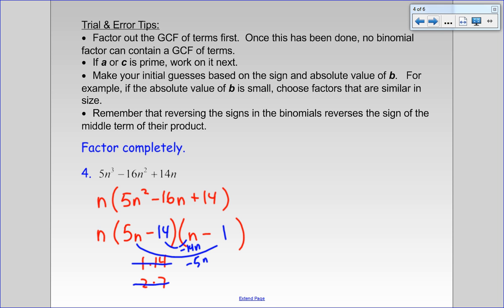Since we tried all the possibilities and none of them worked, we must conclude that the trinomial 5n squared minus 16n plus 14 is prime and cannot be factored into two binomials. This means the factorization of our original trinomial is the one we achieved using the distributive property. Note that the original trinomial is not prime because we were able to factor out that common factor of n.